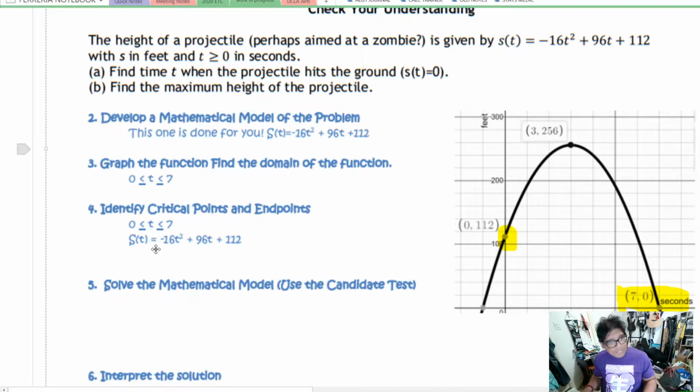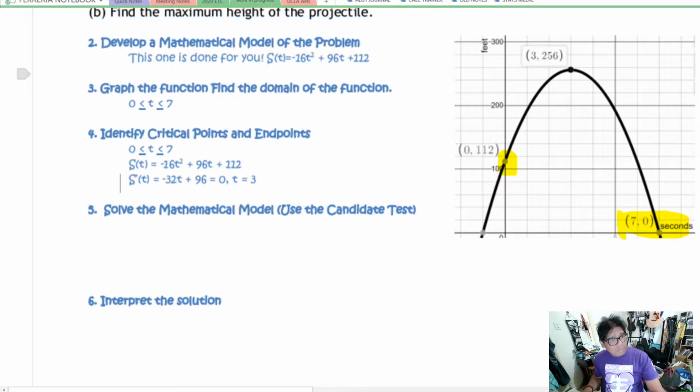If s is our function that we're going to maximize, then we're going to need to do a derivative analysis. So s prime is going to be equal to negative 32t plus 96. Set that equal to 0, and we get t equals 3. So t equals 3 is our critical value. Our endpoints are 0 and 7. Let's do a candidate test, and I think it might be fun to do this with a calculator. So let's grab our calculator.